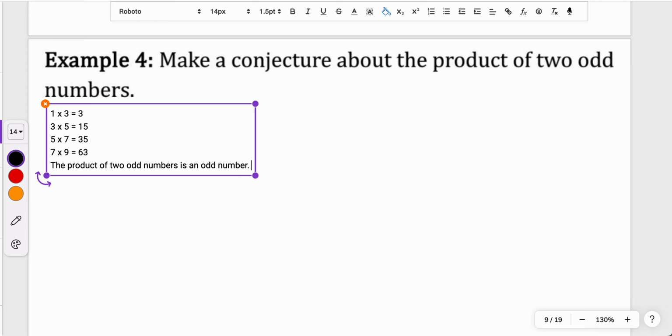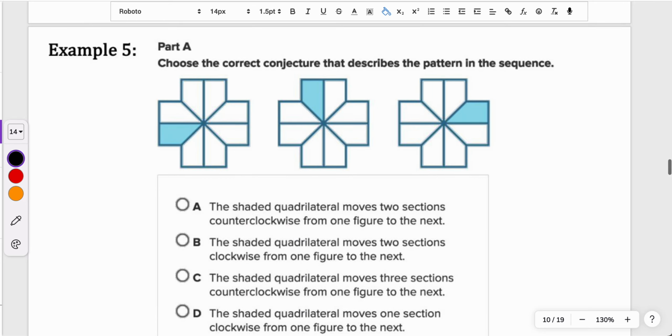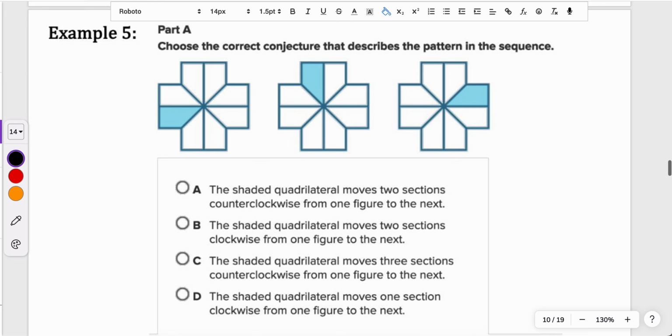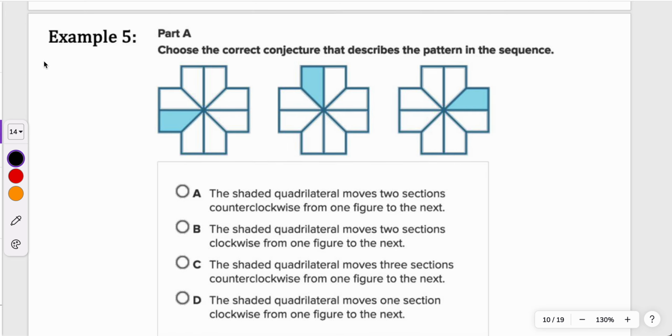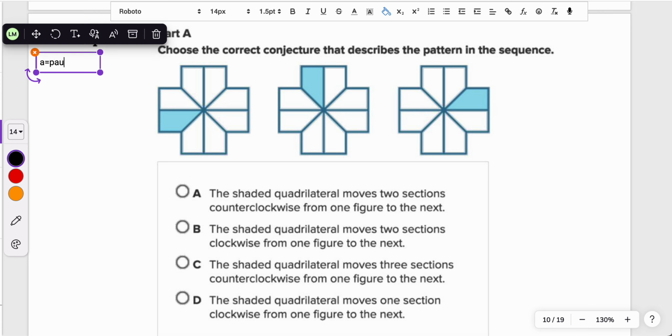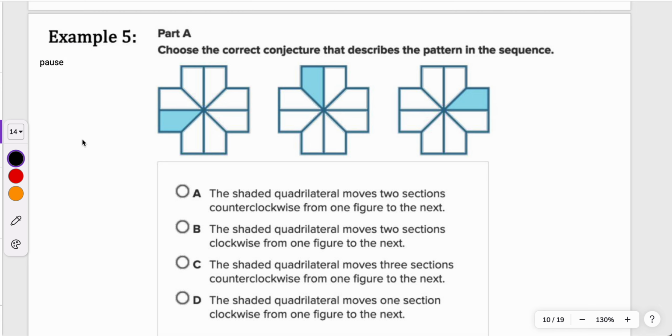That easy. Okay? Sometimes we get a nice little picture and it says choose the correct conjecture that describes the pattern and the sequence. So maybe take the time now and pause the video here. When you're done, click play and see if you got your answer correct. All right. The correct answer would be letter B. The shaded quadrilateral is moving 2 sections clockwise each time.